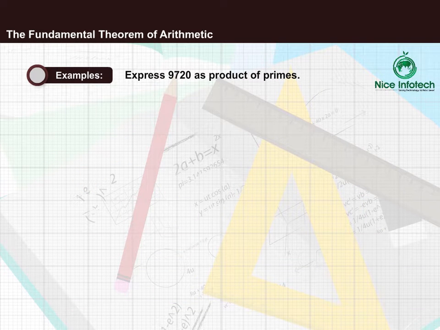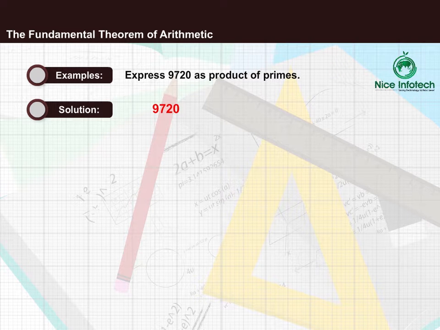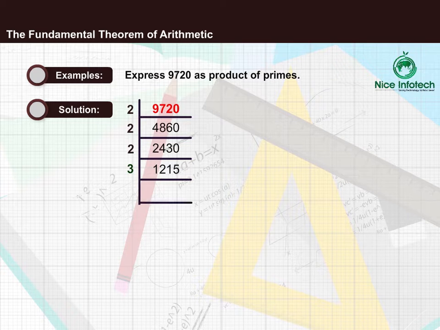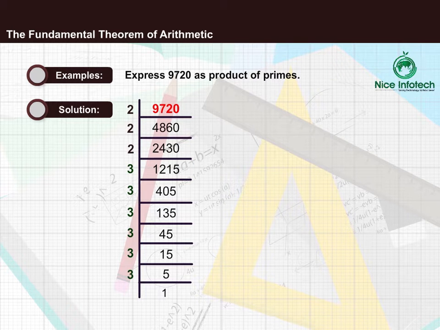Example 2. Express 9720 as a product of primes. Solution. When 9720 is divided by 2, we get 4860, which is also divisible by 2, and after dividing we get 2430, which is also divisible by 2. And now, going on further with this process, we get 1. Therefore, its factors are 2 cubed times 3 raised to the power 5 times 5.